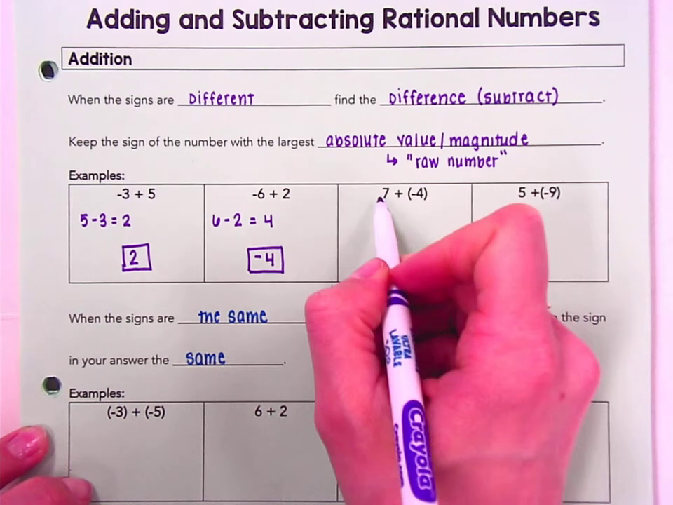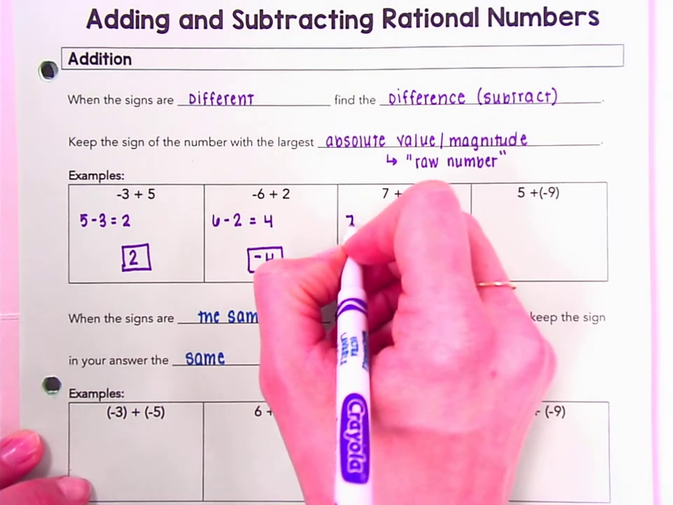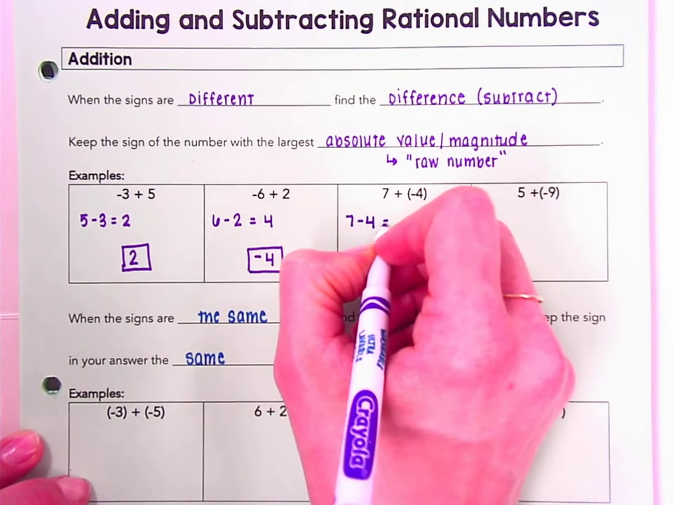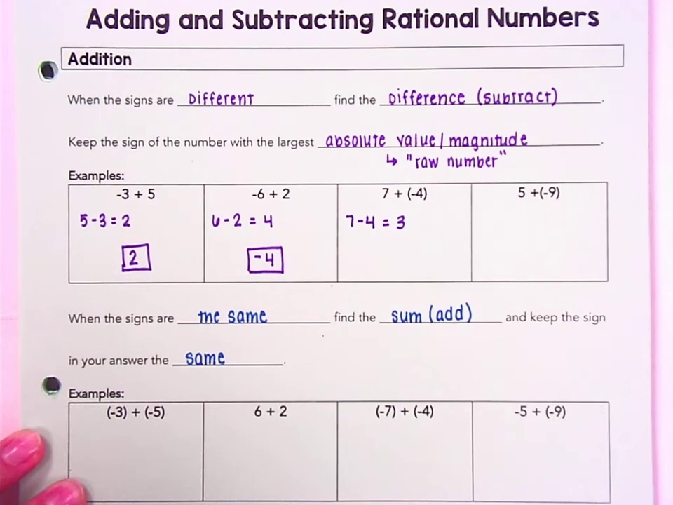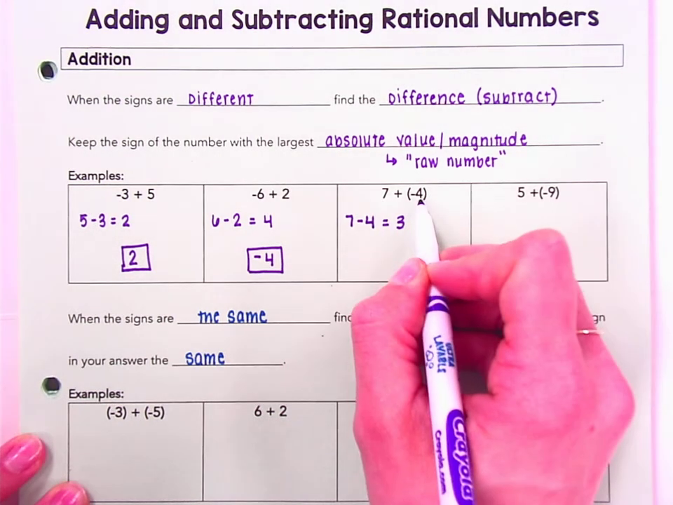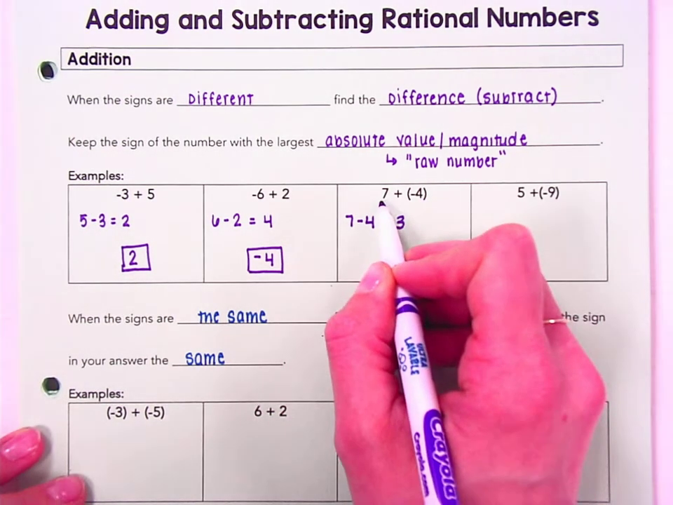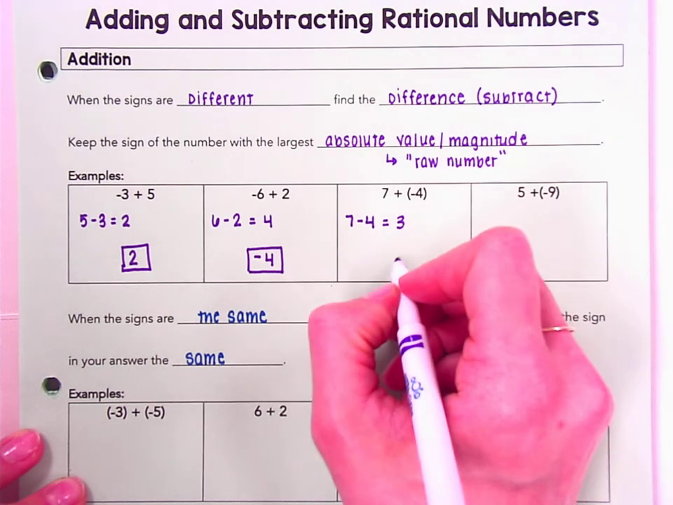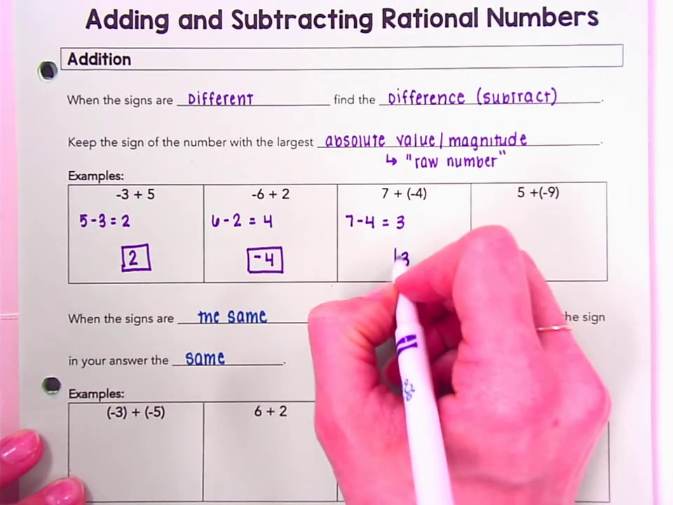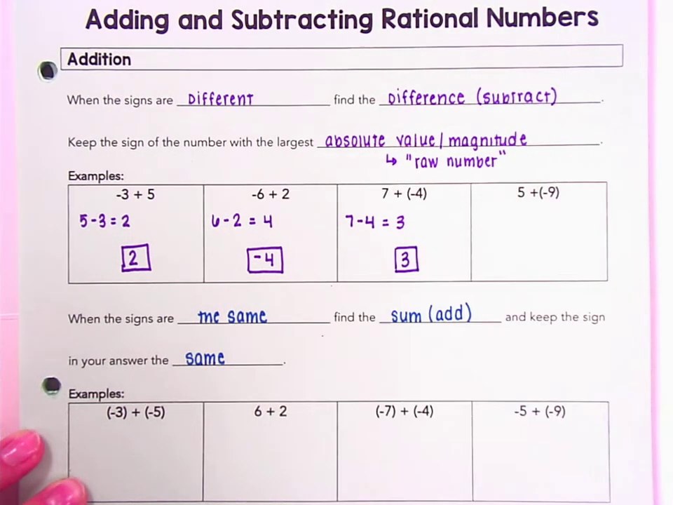Same thing with this. Again, the signs here are different. We're going to subtract to find the difference. And to determine the sign, I know 7 is a bigger number than 4, or the absolute value of 7 is greater than the absolute value of negative 4. Therefore, my answer is positive 3.